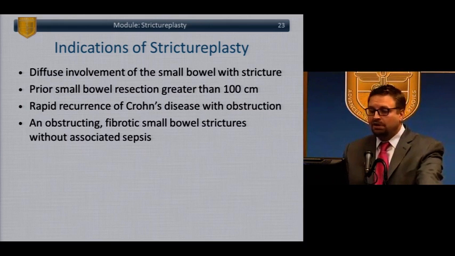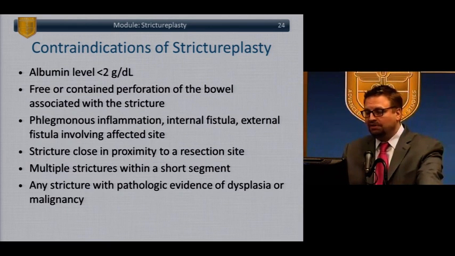Patients who have prior bowel resections more than 100 centimeters or multiple resections totaling more than 100 centimeters, you should, again, start worrying about short bowel and do strictureplasties. Patients who have an obstructing fibrotic stricture without associated sepsis. So patients who have small perforations and phlegmons, you have to be very cautious about doing a strictureplasty because it's unlikely to heal. So that brings us to contraindications.